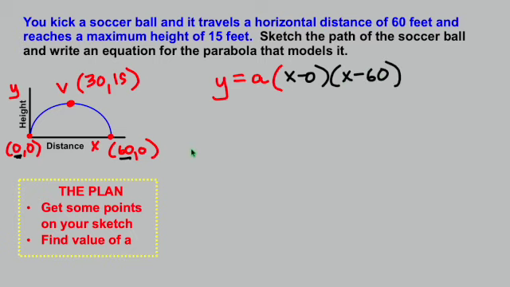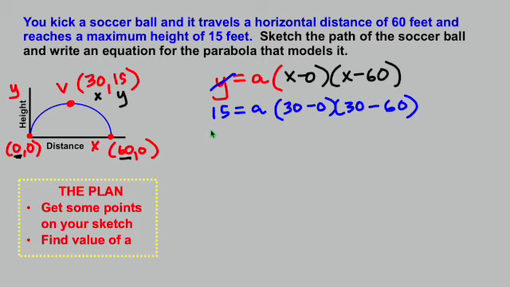So from here, what we need to do is figure out this value of a. And the trick is, we've already used 2 points. We've used the x-intercepts. We have yet to use the vertex in here. And what we can do is 30 would be our x and 15 would be our y. We can now substitute here. Everywhere we see a y, we're going to put a 15. So that's now going to become 15. A stays alone there, and then x is going to be 30 because that's what it is in the vertex coordinate here. So we're going to say 30 minus 0. And on the second set of parentheses, we're going to say 30 minus 60.